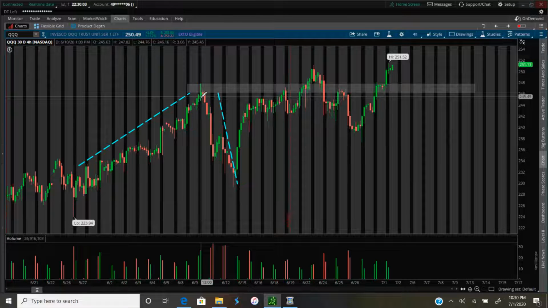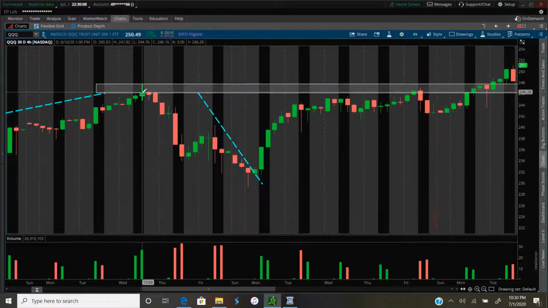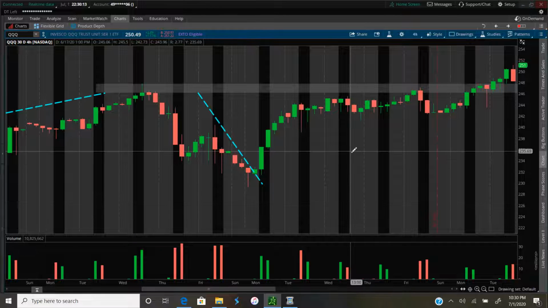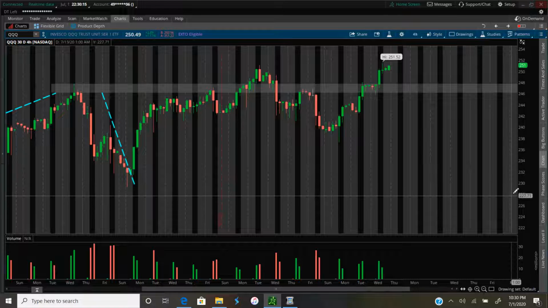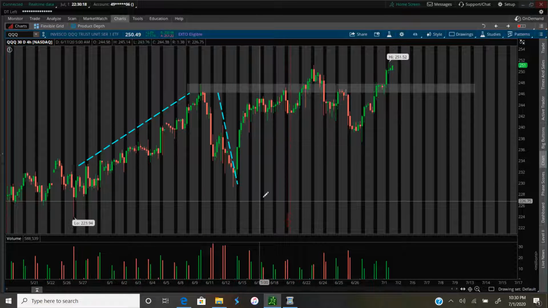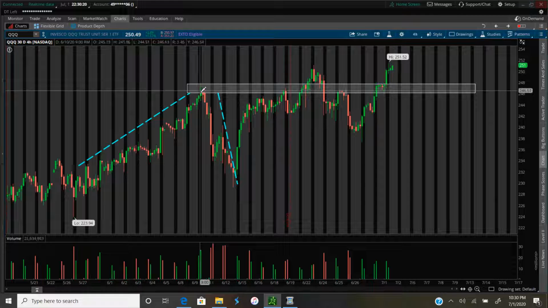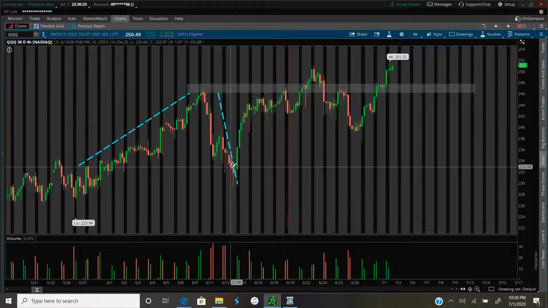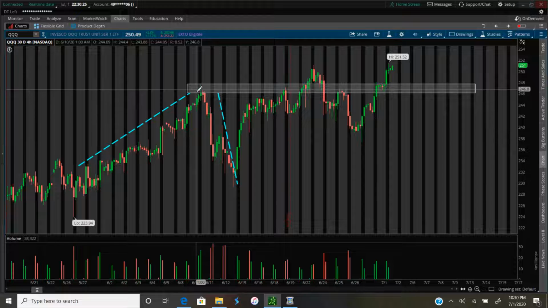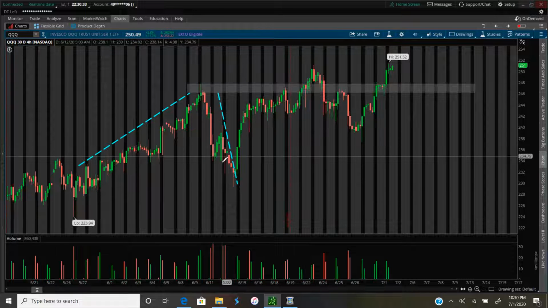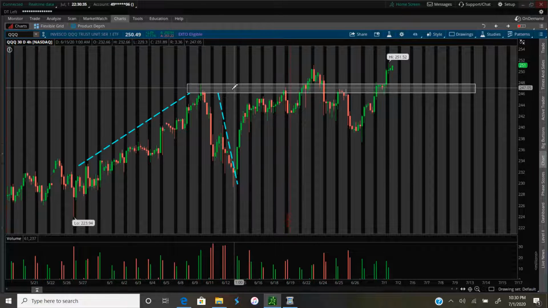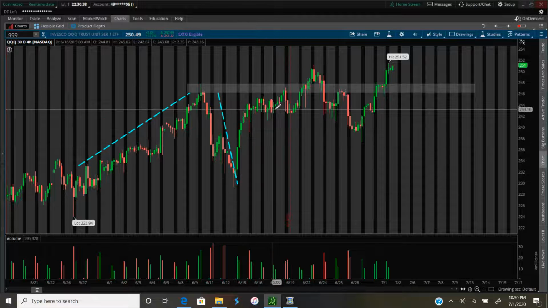So I make my zone from the top of the body of the candle to the top wick. Now the reason for this is, notice how we rallied into this area, rejected price, and then we sold off. This tells me that there were sellers in this area. So me, by doing this zone, when this drops, I know this will be tested as resistance at some point in time.